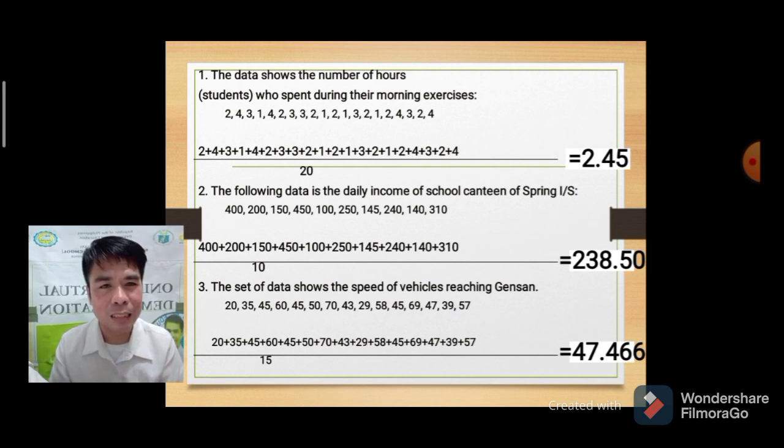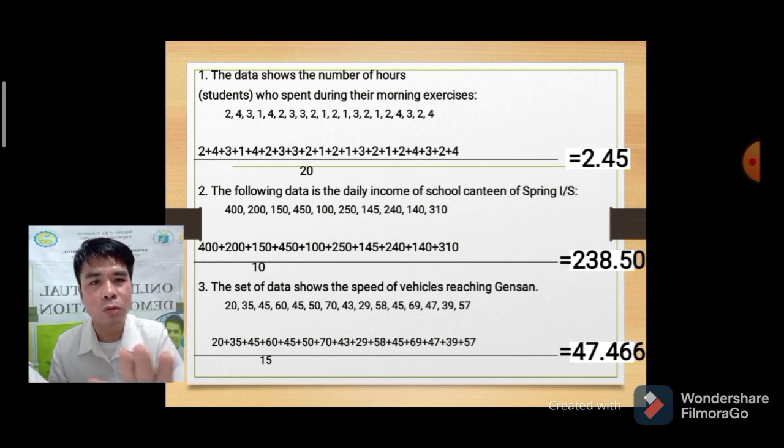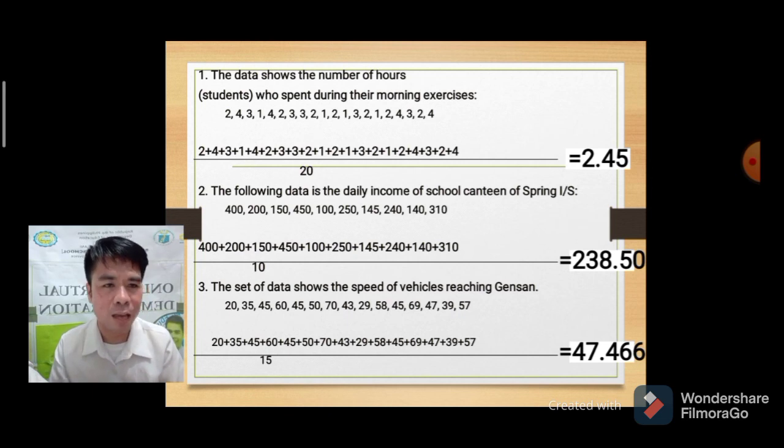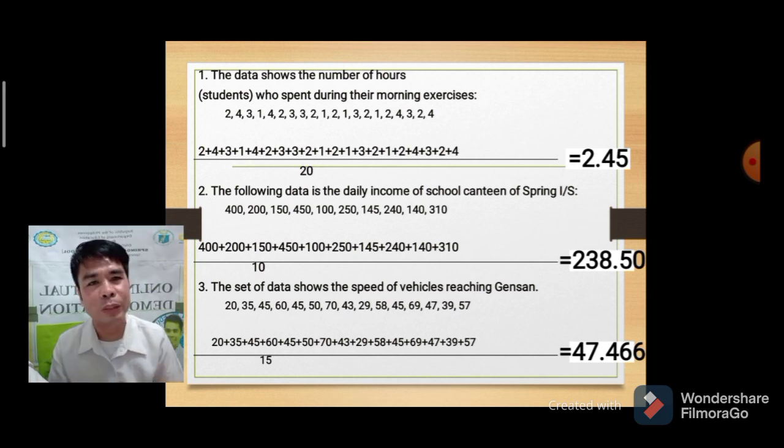The set of data shows the speed of vehicles reaching Jensen. So you need to add all the variables from 20 to 57, then divide by the number of variables, which is 15. If you add all those, 20, 35, 39 up to 57, the mean would be 47.46, or 47.47 if you are going to round off. Okay, so that would be a very basic way on how to get the mean of a certain data.